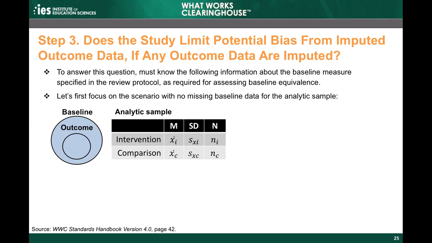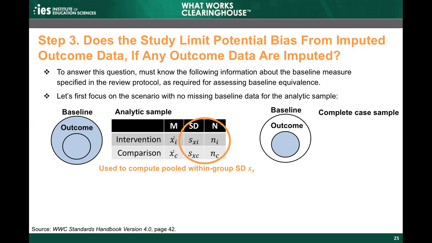So from this sample, what we need to know about the baseline measure is the descriptive statistics: the means, the standard deviations, and the sample sizes separately by condition for that baseline measure. The reason why we need to know the standard deviations and sample sizes is that we have to be able to compute a pooled within-group standard deviation, which I'll call S sub X.